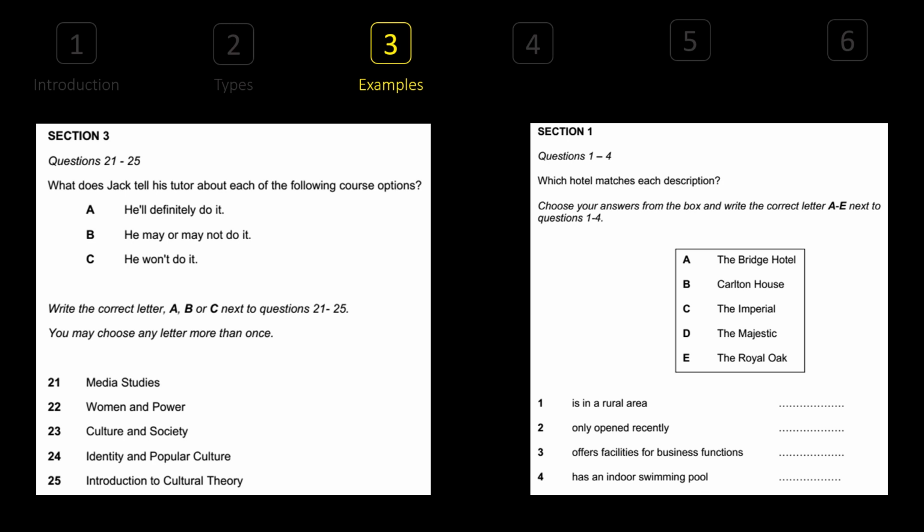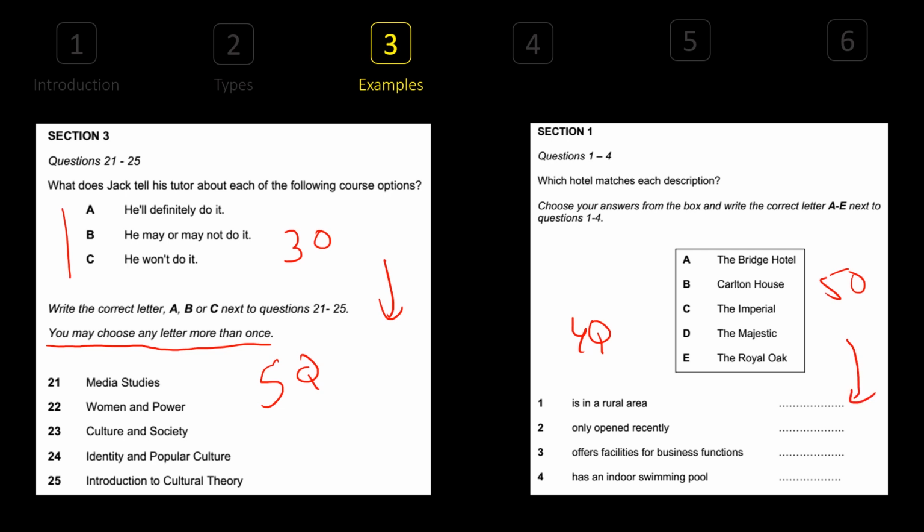Look at this question where we have mentioned section 3. You see 21, 22, 23, 24 and 25, 5 questions. And here we have 3 options. Definitely they will repeat. They have mentioned you may choose any letter more than once. Here we have 5 questions and 3 options, hence we have to repeat. However, options might not repeat in the other type. In fact, there are more options to choose from, and hence we have to ignore one or two of them, depending on the question. So these are the 2 types.